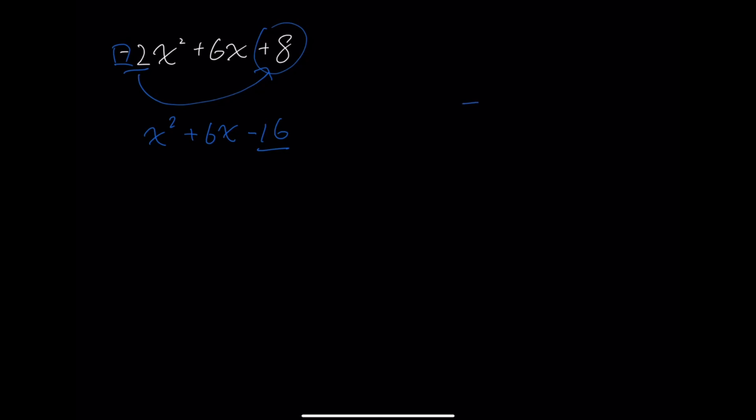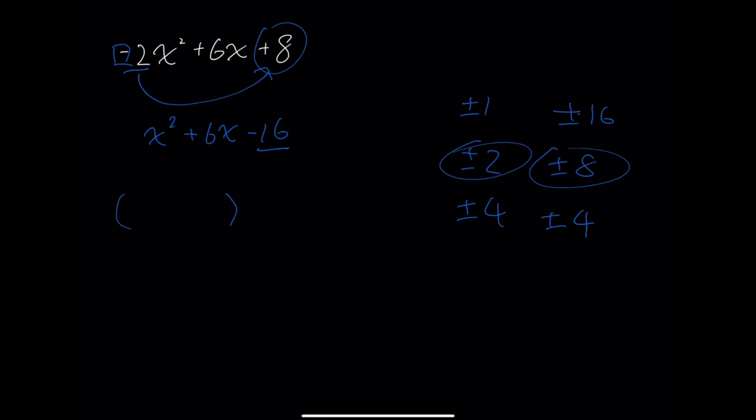So we can have plus minus 1 plus minus 16, plus minus 2 plus minus 8, and plus minus 4, plus minus 4. To make a positive 6, we would need 2 and 8. So we will need negative 2 and positive 8. That will give us this polynomial.